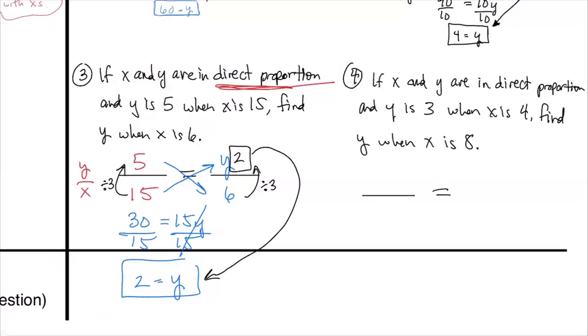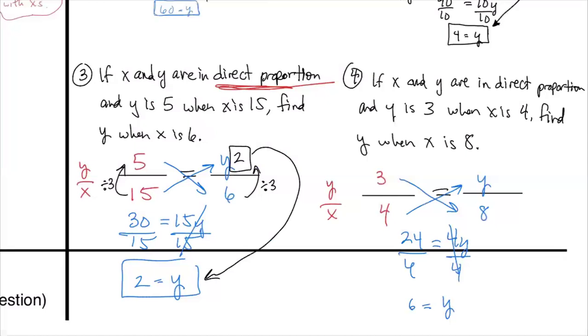All right, here we go. Set up our proportion. We have our y's over x's. So I have 3 and 4. Find y when x is 8. Cross multiply, cross multiply. 3 times 8 is 24 equals 4y. Divide by 4, divide by 4. Y equals 6.